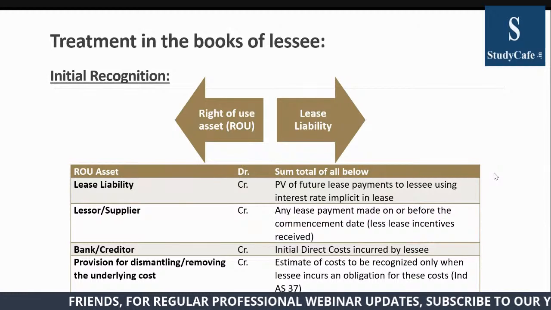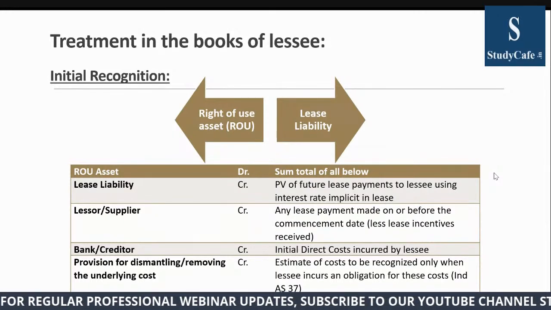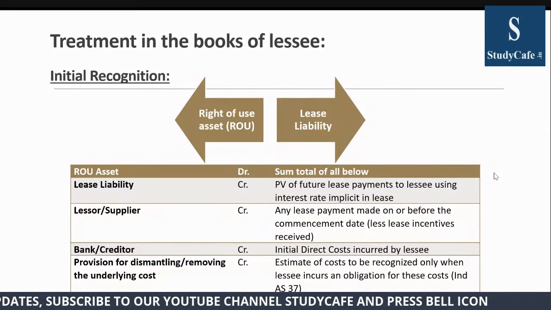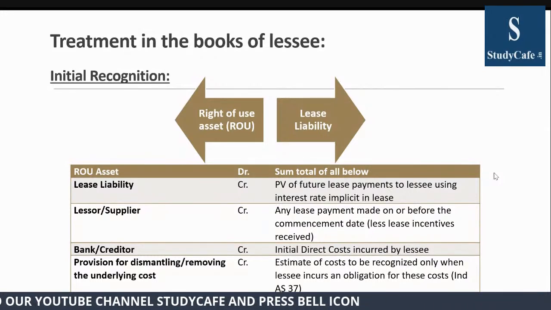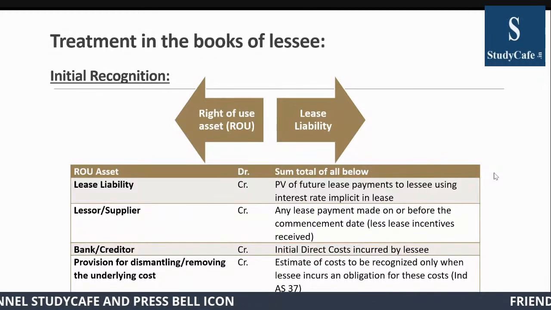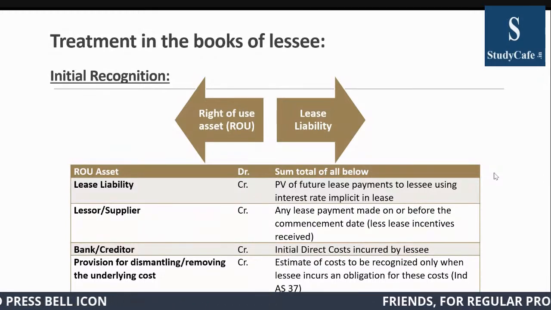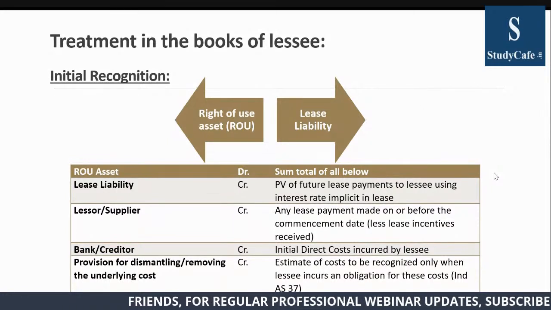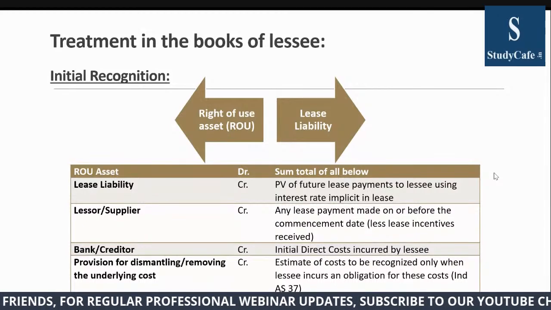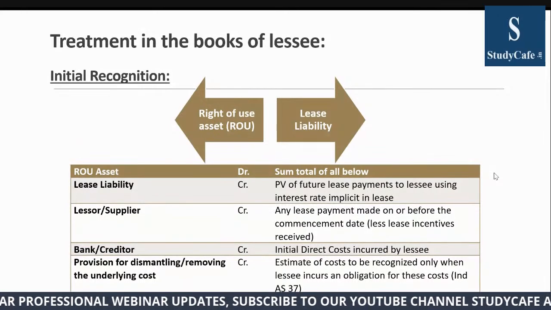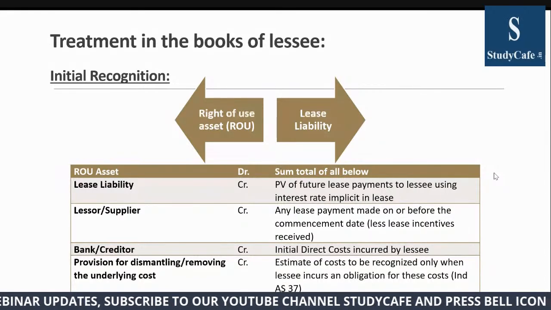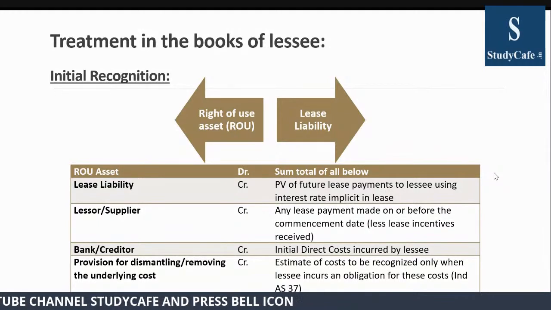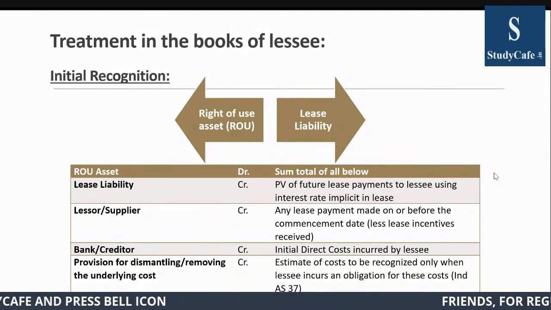The other component is if the lessee has already made a lease payment, because in lease liability only the unpaid portion is covered. But what if the lessee has already made payment in advance? In that case, it is not considered in the lease liability, but it will be considered in the ROU asset. And the initial direct cost that we just discussed, if the lessee has incurred any initial direct cost, that cost is also included in the value of the ROU asset.